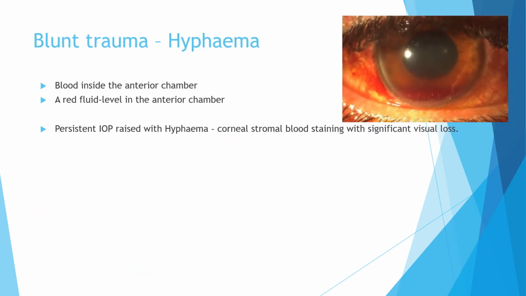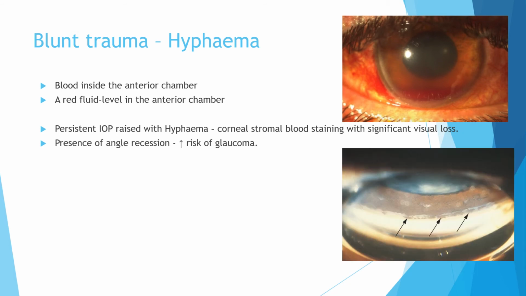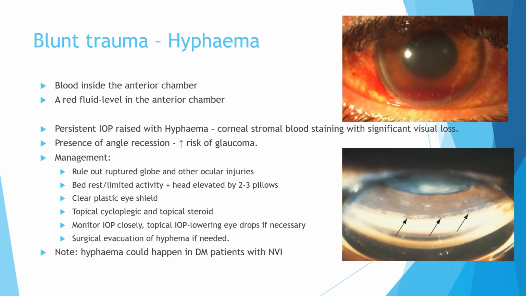Secondly, hyphema could reflect an underlying what we call angle recession, which means a permanent damage to the aqueous drainage system, and that could increase the risk of glaucoma. So ophthalmologists need to check for that. Management is pretty much similar to ruptured eyeball. Now, notice that hyphema could actually happen spontaneously if the patient has neovascularization of the iris.